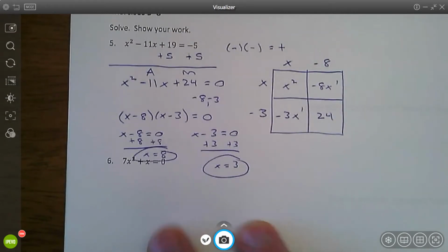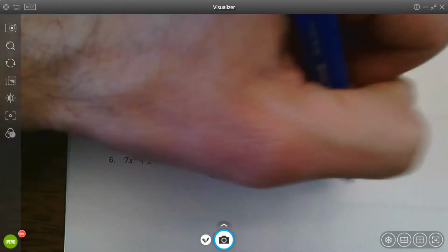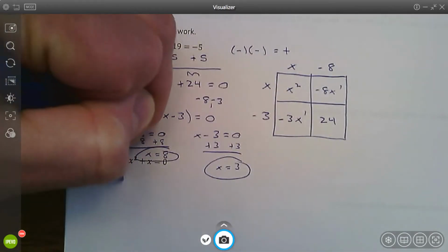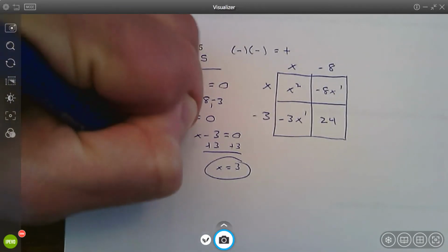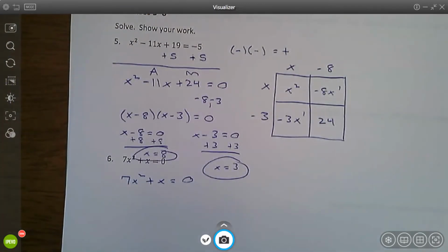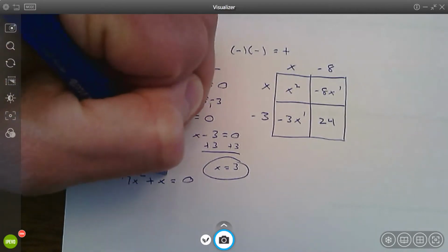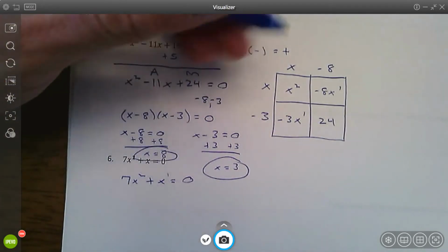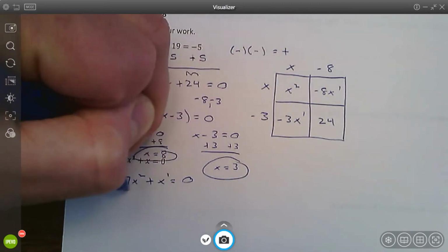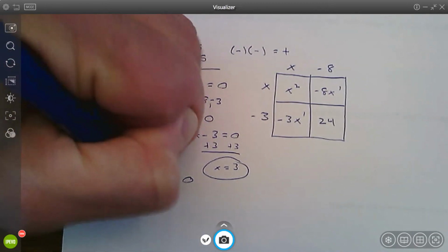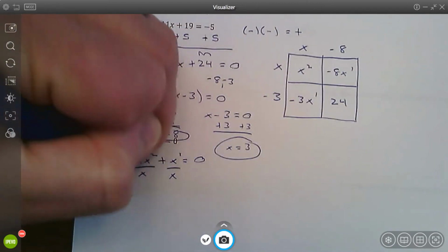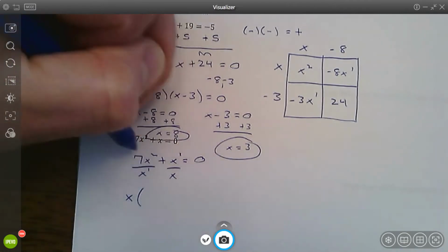So question number 6, I kind of cut that off, so let me just bring that down. 7x squared plus x equals 0. So I have a binomial, so I'm looking at one of two things. Is this the difference of two perfect squares? Difference? No, because it's addition. And so it's got to be greatest common factor. So they both share an x. The smallest exponent is x to the first. So that's my greatest common factor.